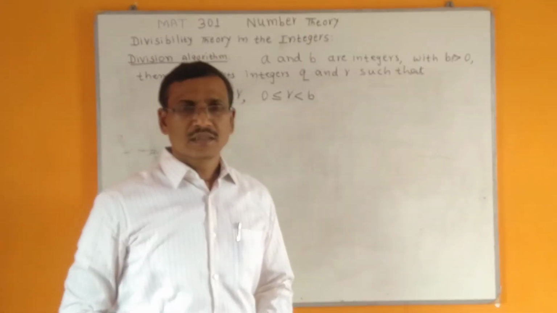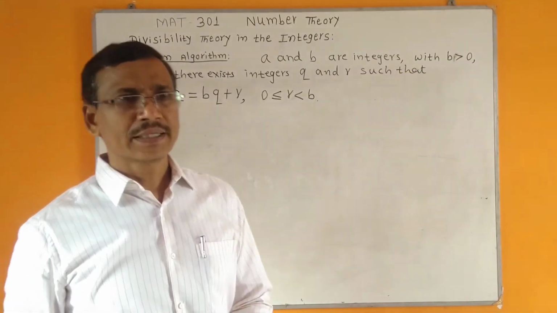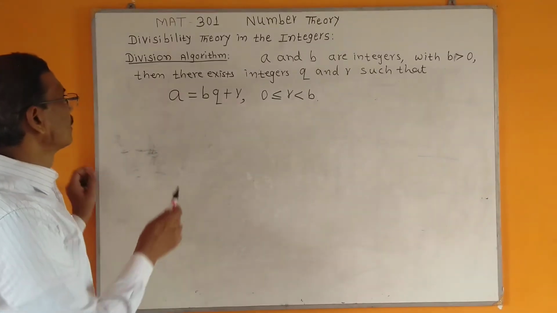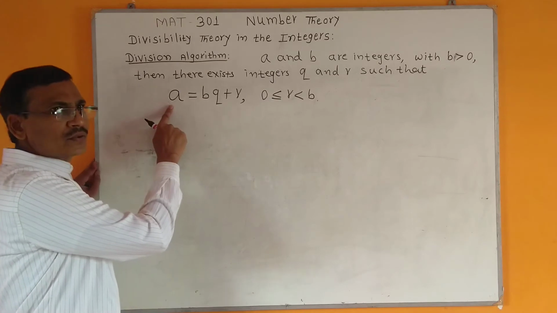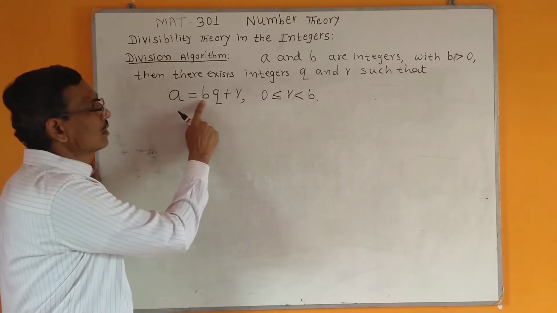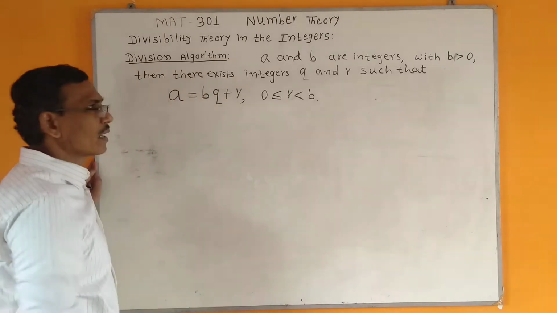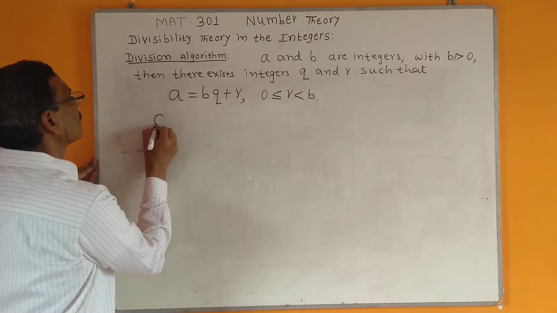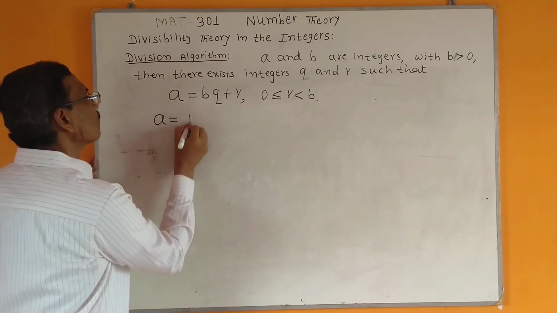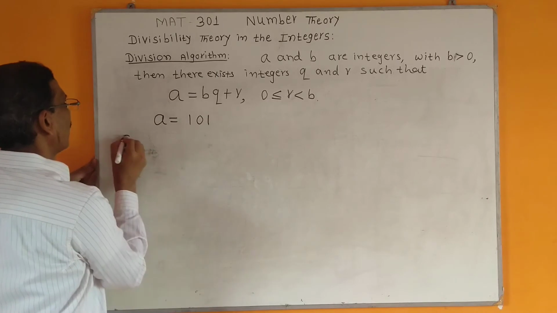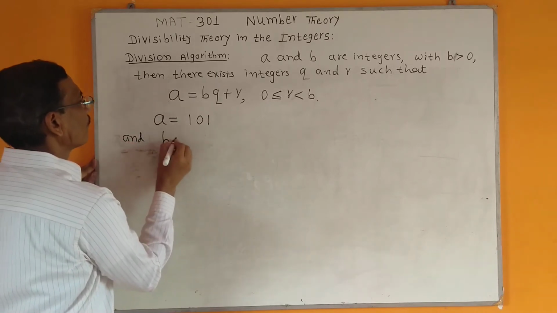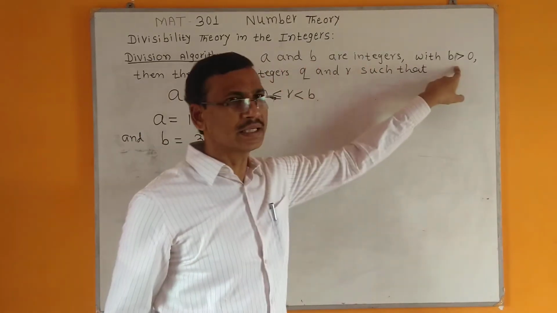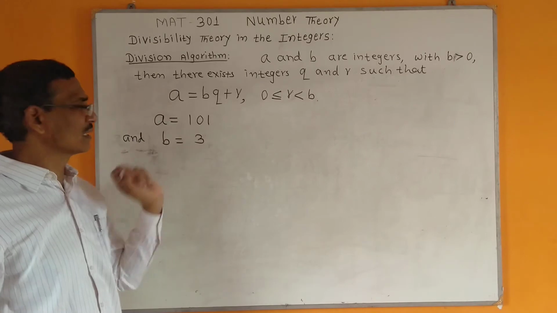The integer q is called the quotient. The integer r is called the remainder. That means dividend is equals to divisor into quotient plus remainder. For example, consider a is equals to 101 and b is equals to 3. These are given integers a and b with b is greater than 0. I have taken both integers greater than 0.